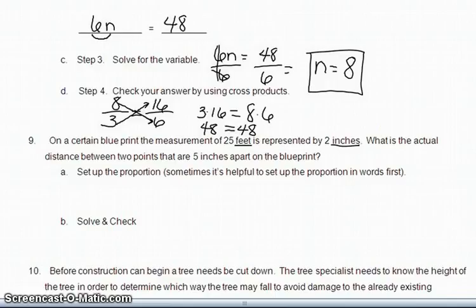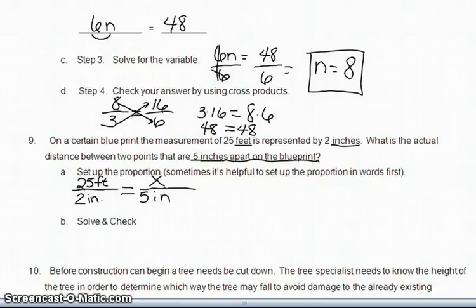So my first step is to set that up. I'm going to write 25 feet to 2 inches, same as the actual distance between 2 points that are 5 inches apart on the blueprint. The key to doing proportions is to keep the same units in the numerator and the same units in the denominator. So that 5 inches needs to go in the denominator, and I'm looking for how many feet that's going to be in actuality.